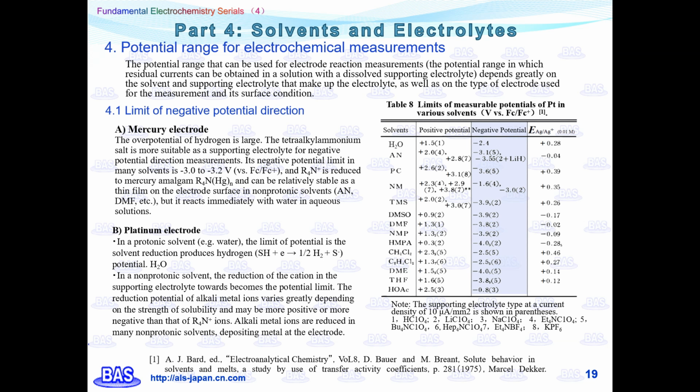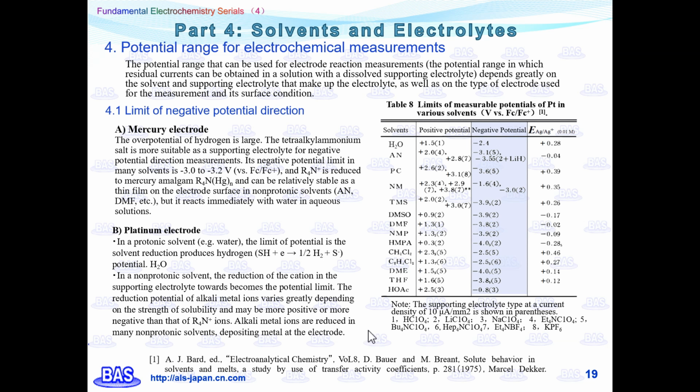For platinum electrodes, in protonic solvents, such as in the presence of water, the limit of negative potential is the potential at which hydrogen is produced by the reduction of water. However, in non-protonic solvents, the reduction of cation in the supporting electrolyte tends to become the negative potential limit. The reduction potential of alkali metal ion can vary greatly depending on the strength of their solvation and may be more positive or more negative than the reduction potential of tetraalkyl ammonium cations.